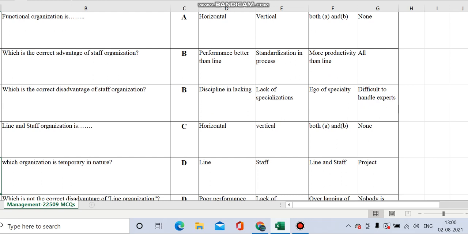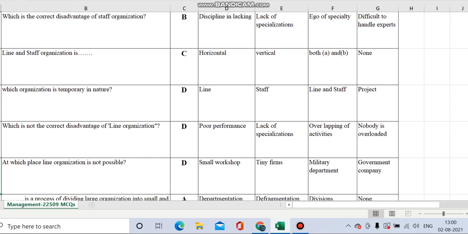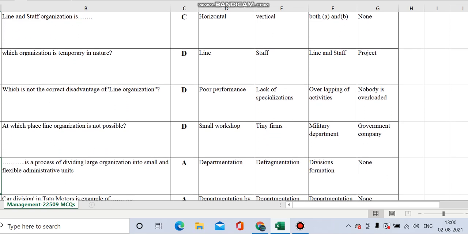Then which is the correct disadvantage of staff organization? Lack of specialization, it is the correct disadvantage. Line and staff organization is horizontal and vertical. Which organization is temporary in nature? Project organization, it is temporary in nature.